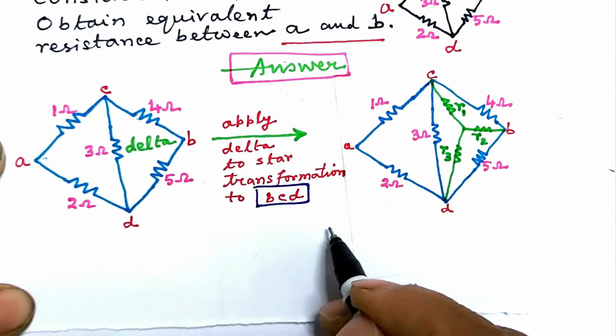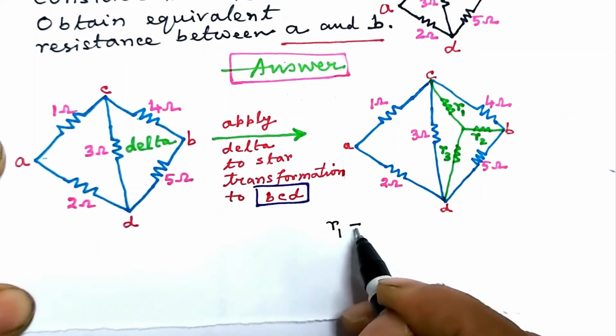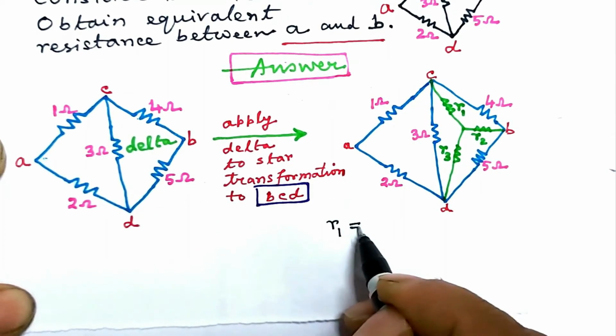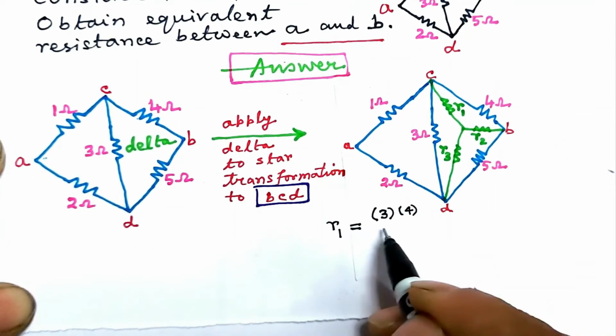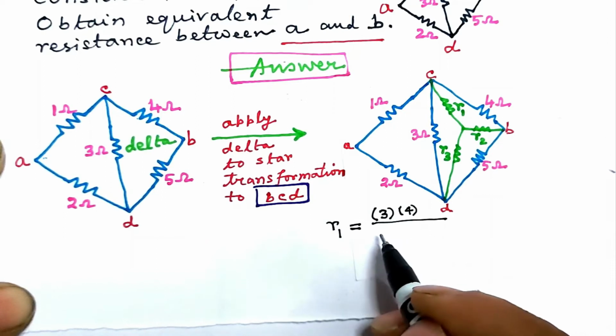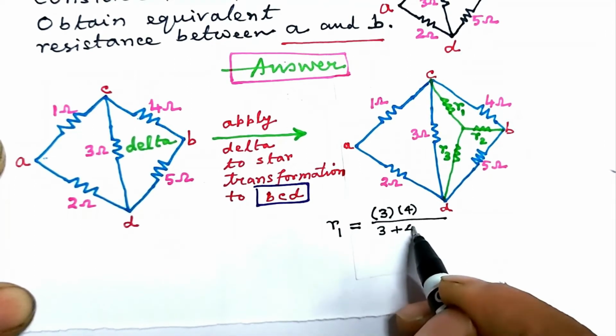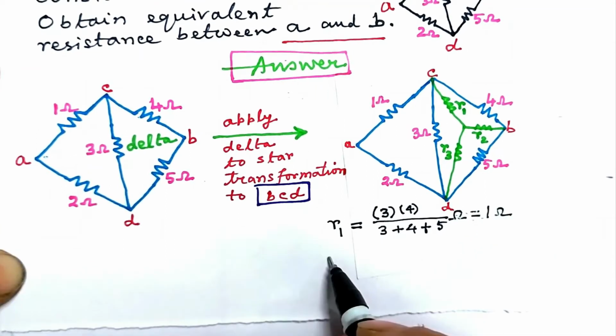Apply the formula. So R1 of the imagined star network is the product of the attached resistances. What are they? Look at point C. R1 is attached to the resistances 3 ohm and 4 ohm. So the numerator is the product of 3 ohm and 4 ohm. The denominator is the sum of all the delta resistances. So it is 3 ohm plus 4 ohm plus 5 ohm. Calculate to get 1 ohm.